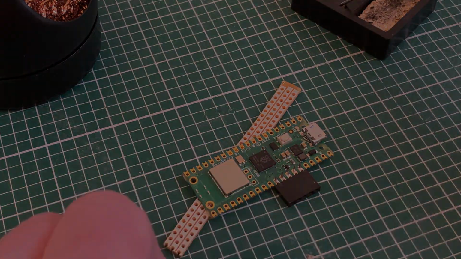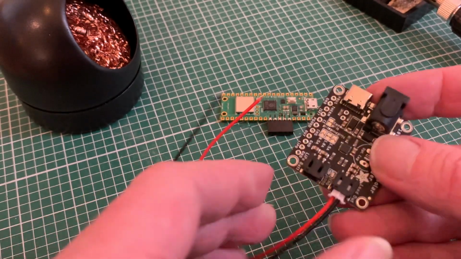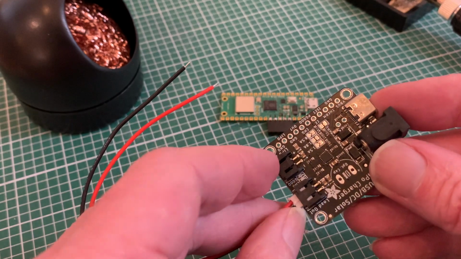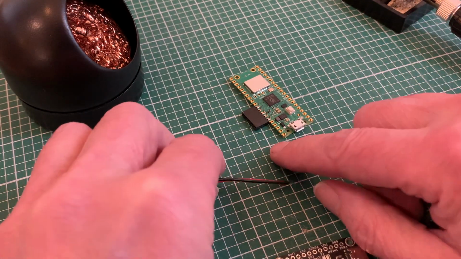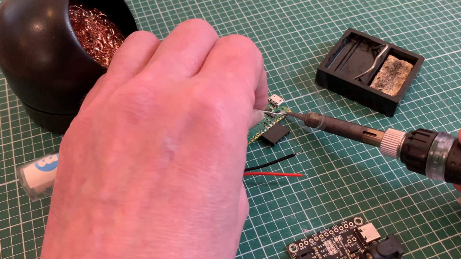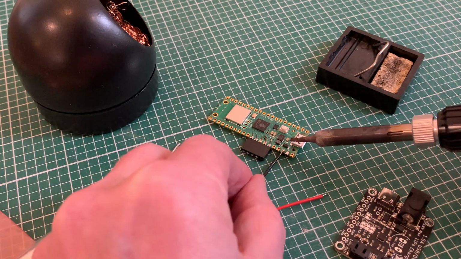Now for the power supply, and I'm using this multi-input charger from Adafruit, which has sockets for USB-C and for our solar panel, and then two JST connectors, one for the battery and an output for our Pico. And it's the wires from this that I'm soldering to the ground, and the VSys pins, numbers 38 and 39 from our diagram, just starting with a bed of solder on the pins themselves, before melting down the tinned ends of the wires.